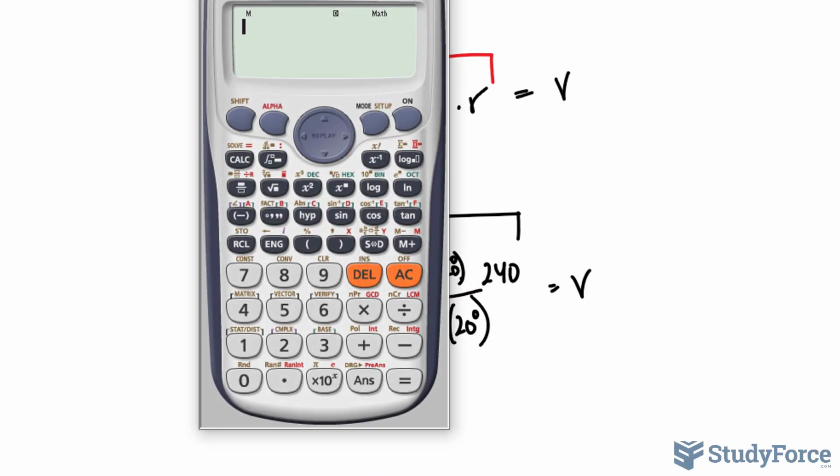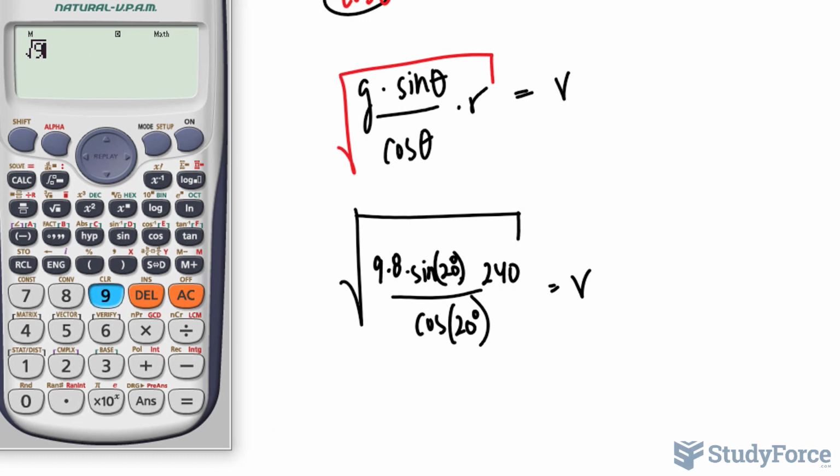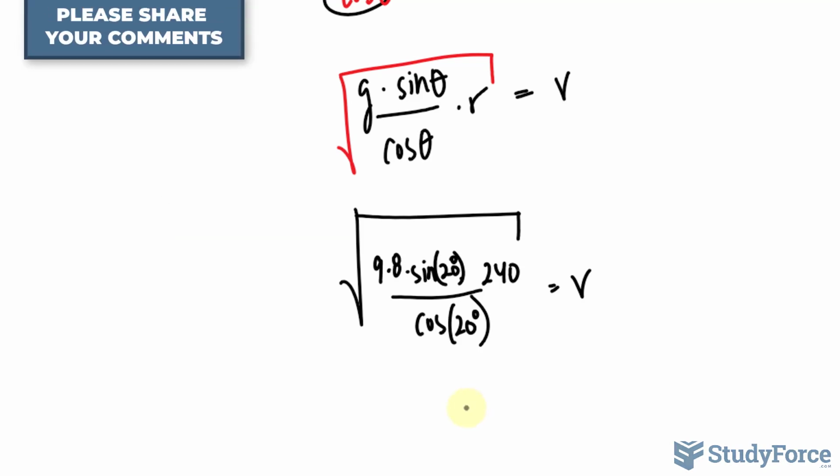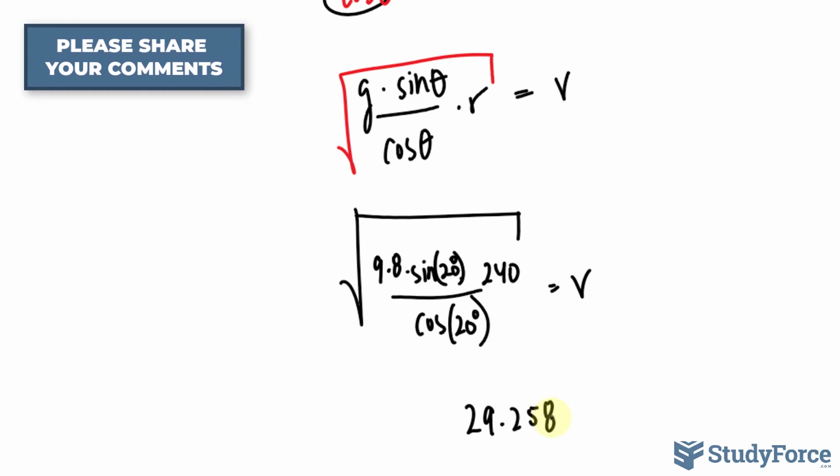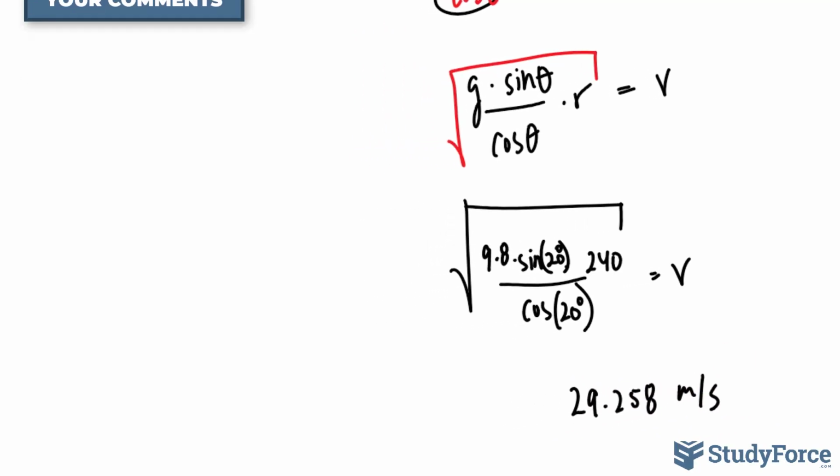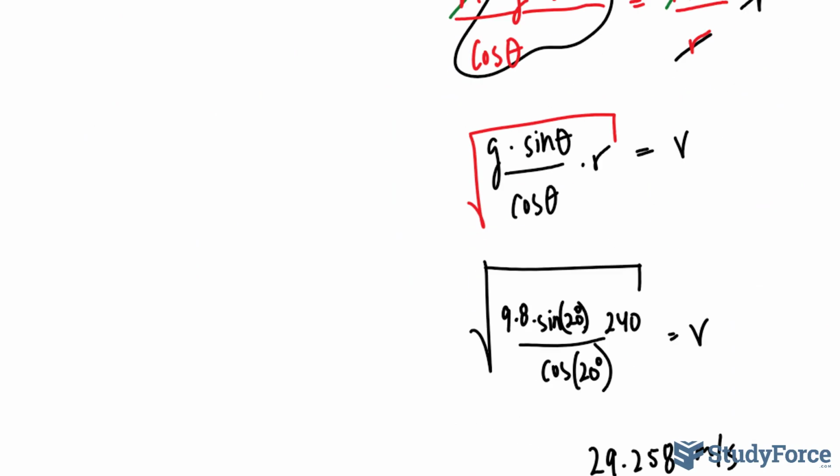And let's use our calculator. The square root of, and make sure that you put everything at the top in parentheses. So 9.8 times 240, and your calculator needs to be in degrees, times sine 20. So that's the top part, and the bottom part is cosine 20, close. We get a velocity of 29.258 meters per second.